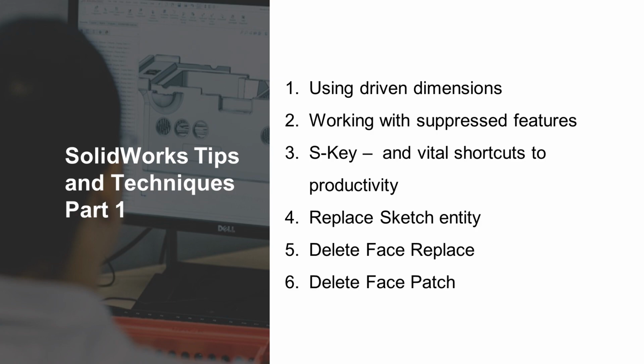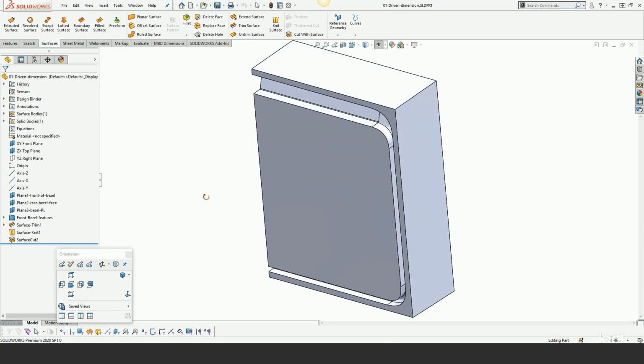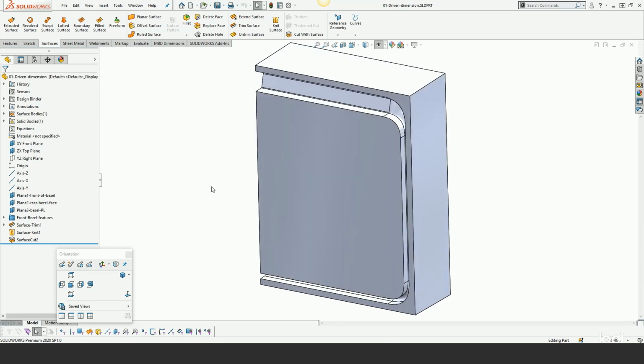Welcome to SolidWorks Tips and Techniques Part 1. Over the next 30 minutes or so, I'm going to share these tips and techniques and try to get through as many as I can. We'll be doing a part 2 and probably a part 3, and over the course of these 3 we'll probably cover about 24 tips and tricks. So let's get started with our first example, which has to do with driven dimensions and thumb wheel control.